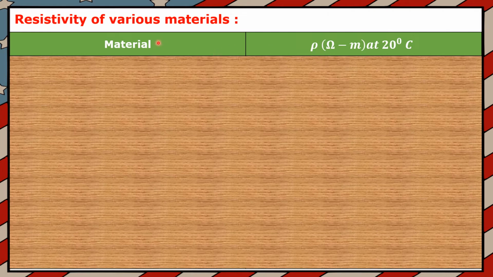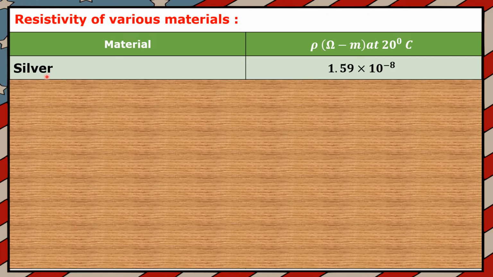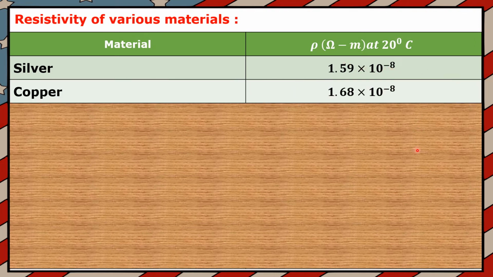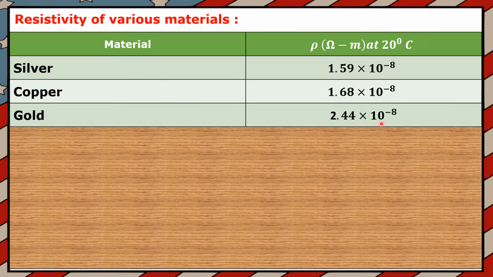Here I am showing the specific resistance of some materials. Resistivity or specific resistance of various materials, shown in the table. You can see the material, that is the name of the material, and its rho value in ohm meter at 20 degrees Celsius, because the specific resistance varies with temperature. First one is silver. Silver, the specific resistance is 1.59 into 10 to the power of minus 8 ohm meter. Copper, 1.68 into 10 to the power of minus 8 ohm meter. Gold, 2.44 into 10 to the power of minus 8 ohm meter.